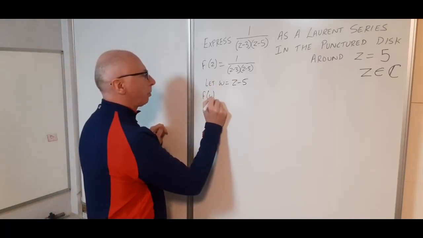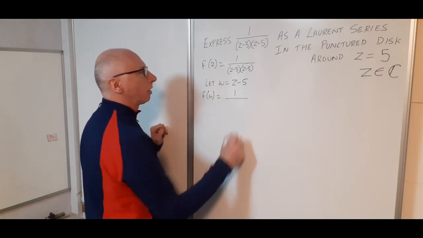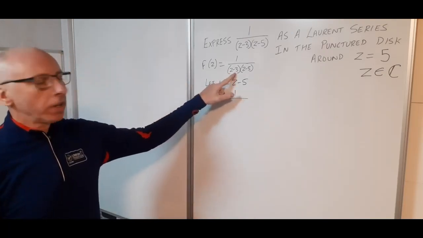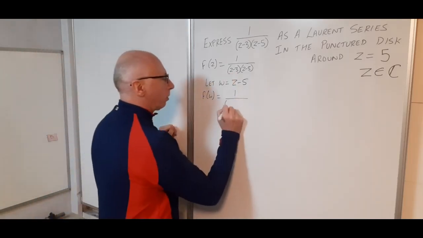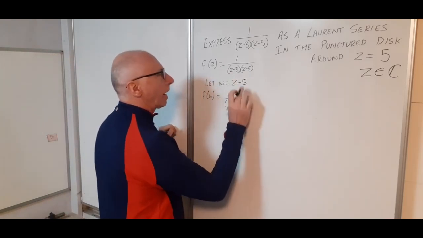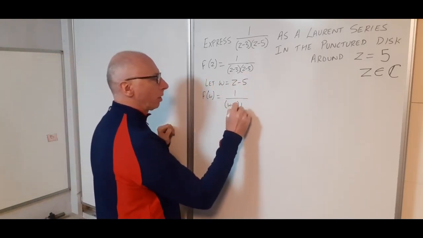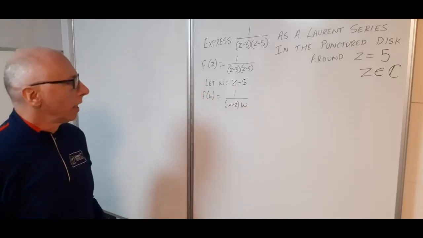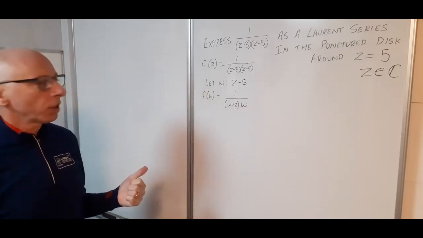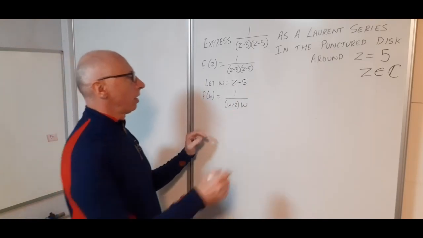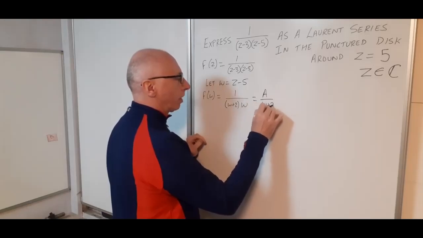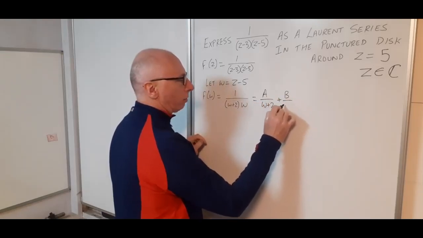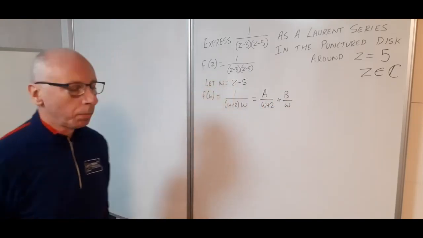So I've got f of w now equals 1 over, well, z minus 3 will be w plus 2. So I've got w plus 2, and then z minus 5, that's my w. So I've just got w. Now I'm going to do partial fraction decomposition of this. So I'll now have two constants to find with this w plus 2 and w.